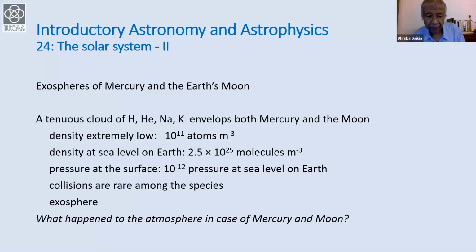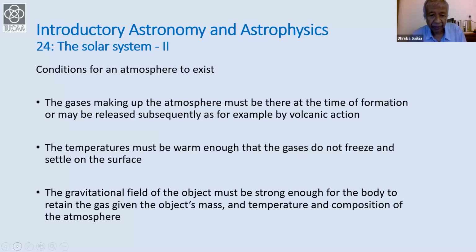Then you can ask yourself what happened to the atmosphere. And as you have correctly pointed out, gravity has a role to play over there. Okay? Gravity has a role to play because you need gravity to hold on to the atmosphere, right? And that will depend upon also the temperature. The gases making up the atmosphere must be there at the time of formation or may be released subsequently, as for example, by volcanic action, as we just mentioned.